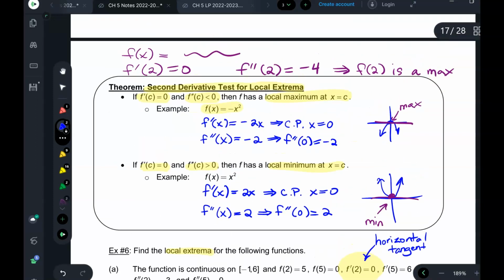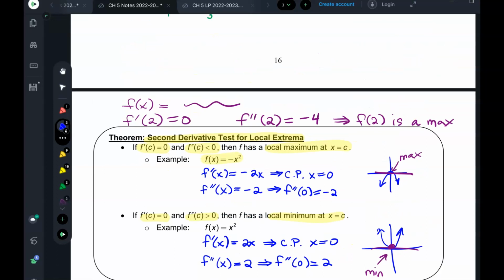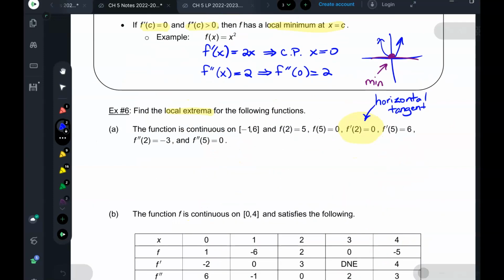Okay, now what else do I need to know? So in this example, I wanted to look at where it has a horizontal tangent, and then what's the concavity at that same value? Down. Right here. Oops, sorry, I thought my highlighter was still on. Here we go.